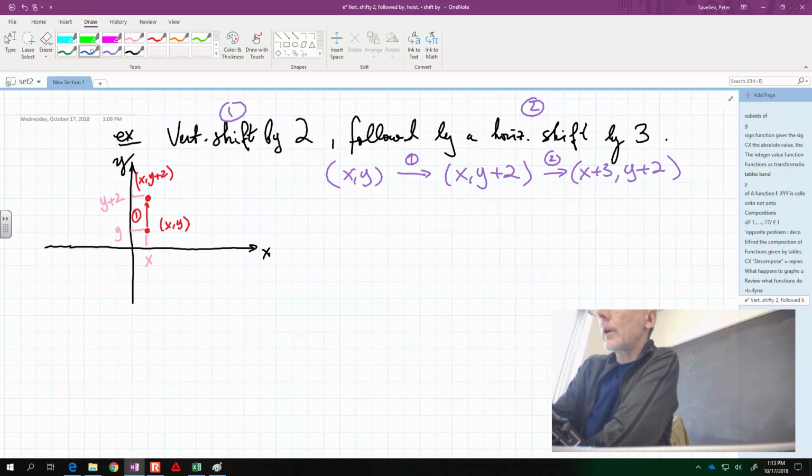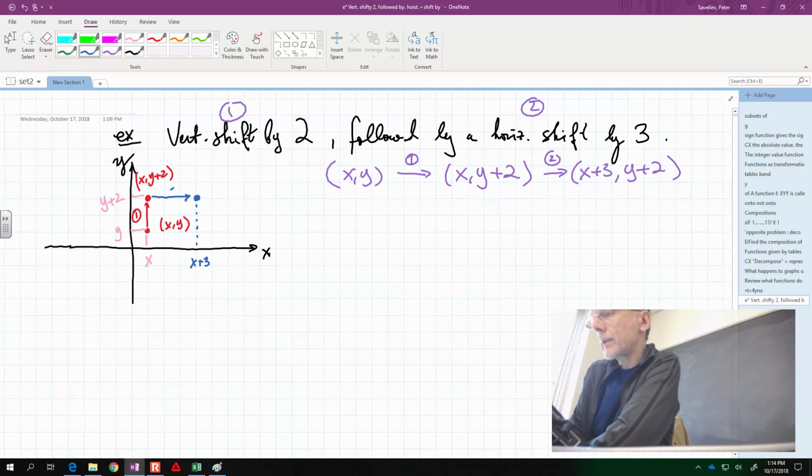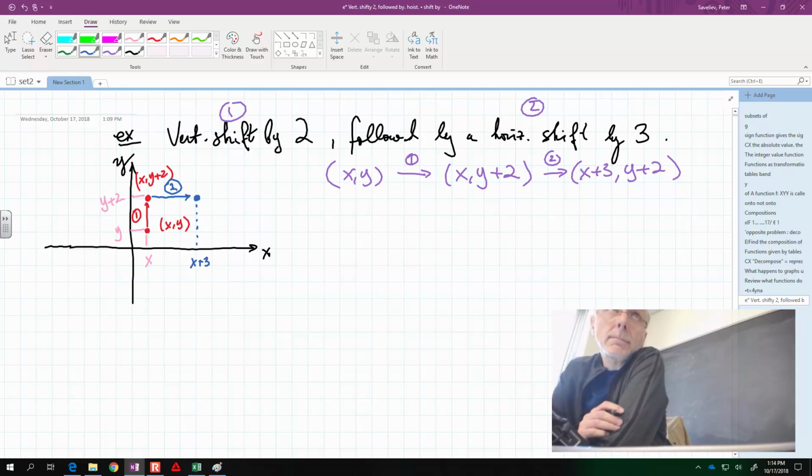Okay, so the next step is step number 2. X changes, y does not. So I'm still at the level of y plus 2, and I move 3 units to the right. So that is my what is it? X plus 3, and this is my shift. Okay.